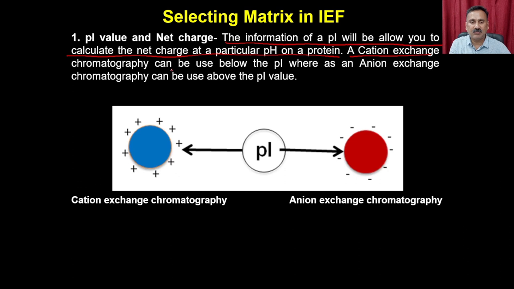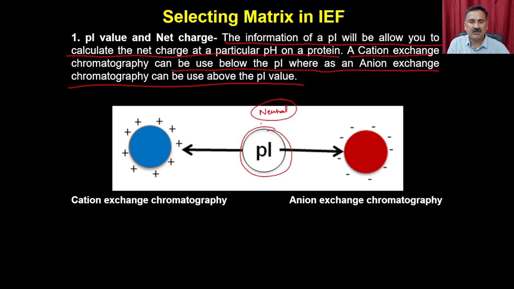Cation exchange chromatography can be used below the PI, whereas anion exchange chromatography can be used above the PI. At the PI pH, the protein is neutral, meaning the amount of positive and negative charge is the same. If you go to a lower pH, it is positively charged, so you can use cation exchange chromatography. If you go above this pH, you use anion exchange chromatography, because the protein is negatively charged.